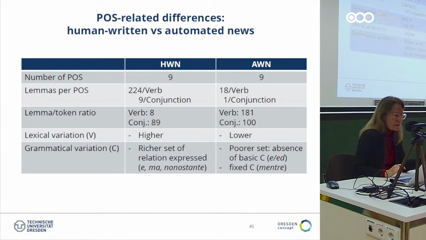If we look at the grammatical variation, we can also see the set of relations that are expressed by conjunctions, such as in English and, but, and nevertheless. In the human written text, you have a much richer set, which is to be expected, because there are different relations that these texts describe. In the automated ones, there's only one, mentre, which is while, and this is odd. What is also odd is that in these texts there is no conjunction and, which is one of the most frequent words in Italian and in other languages. This is absent. The features that are absent are also very telling. It's not just the ones that are present, but the absent ones tell us a lot about the nature of these texts.